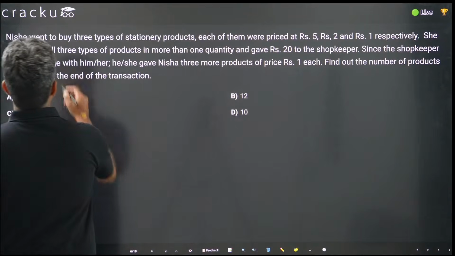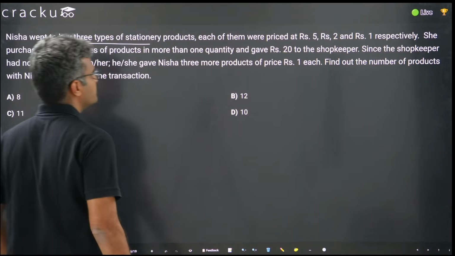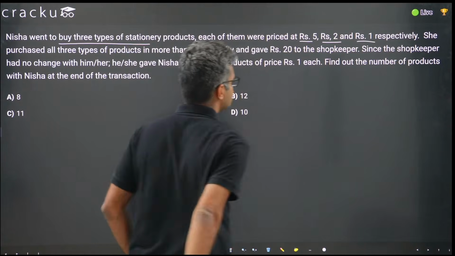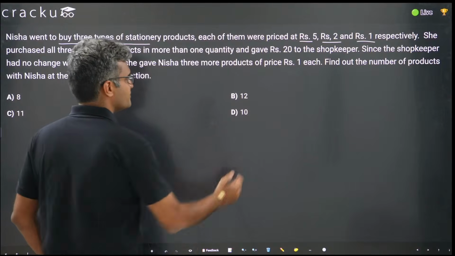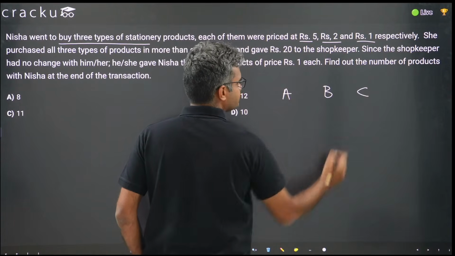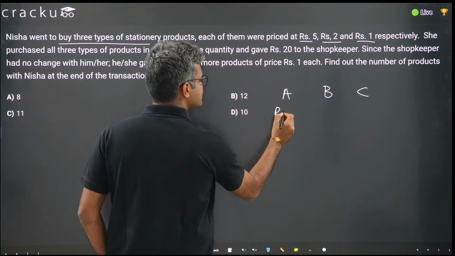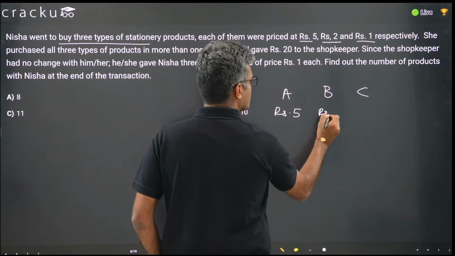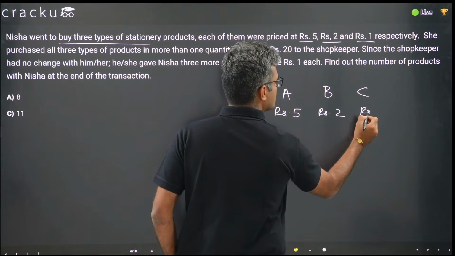In this question, we are told that Nisha went to buy 3 types of stationery products. Each of them were priced at 5, 2 and 1 rupees. So let us assume that the 3 types of products that Nisha went to buy are A, B and C. The cost of A is rupees 5. The cost of B is rupees 2. And the cost of C is rupees 1.